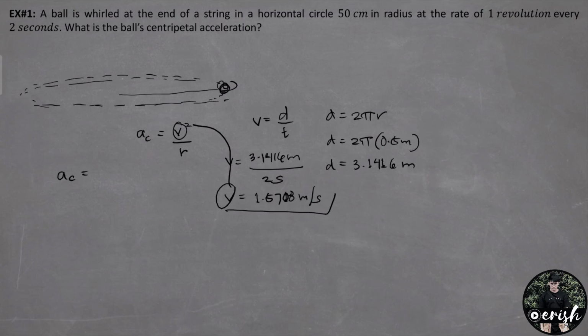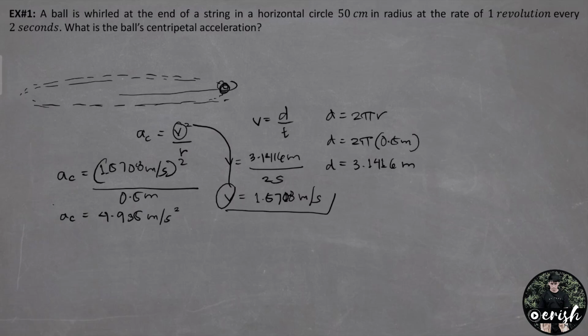Centripetal acceleration is equal to velocity, we have 1.5708 meters per second quantity square divided by the radius 0.5 meters. Centripetal acceleration by calculating is equal to 4.935 meters per second square. So this is the ball's centripetal acceleration in this given circular motion, and this is example number 1.